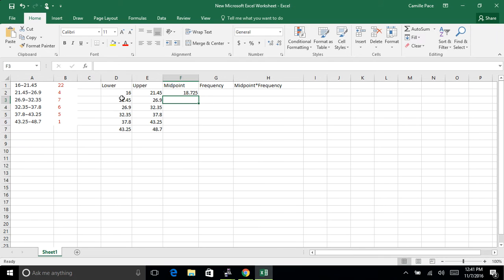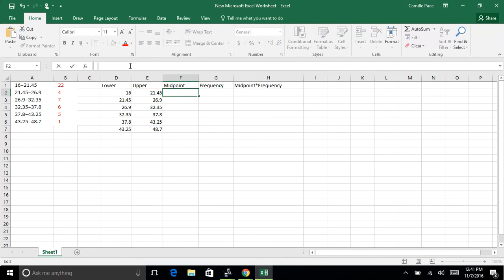So here you see all my lower values: 16, 21.45, 26.9, 32.35, 37.8, 43.25. And then I put all my uppers in a different column, just the data that I got from the problem. The first thing it wants me to do is find the midpoint. Well, what's the midpoint? The midpoint is the value between the lower and the upper.